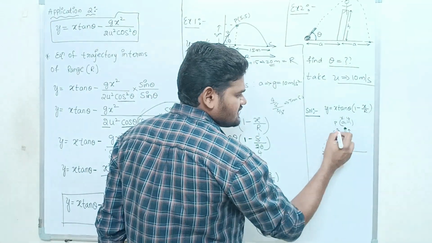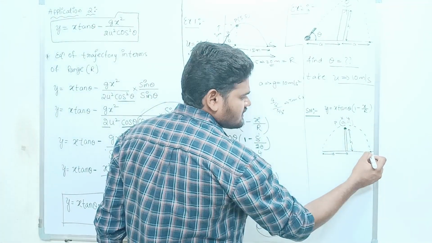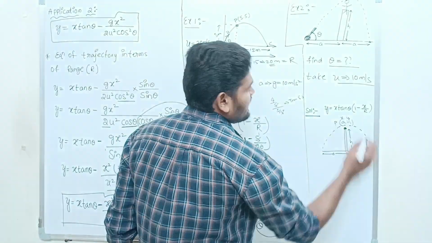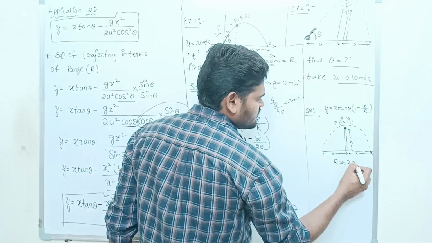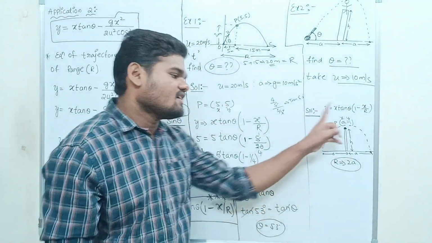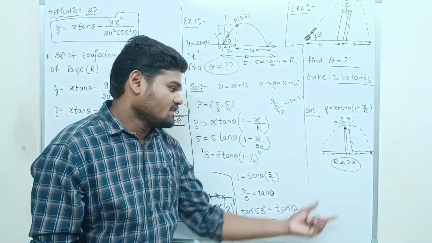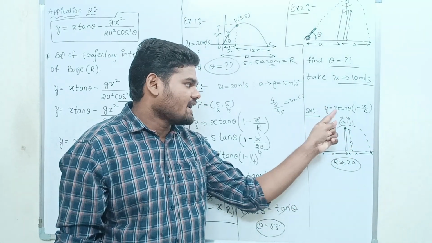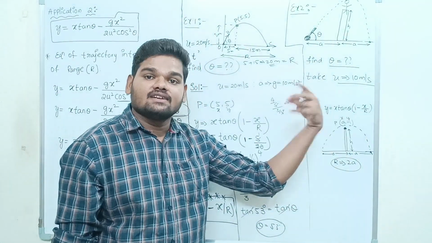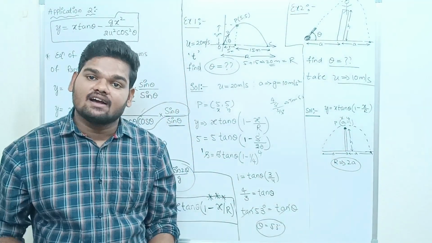This bullet hits the ground at this point. From here to here, the distance is a. Again from here to here, the distance is a. So R is equal to 2a, a plus a, the total horizontal distance traveled by the projectile body. Now a comma h is x comma y. So we have the x value, y value, and R value. Just substitute here, and you will get the answer.